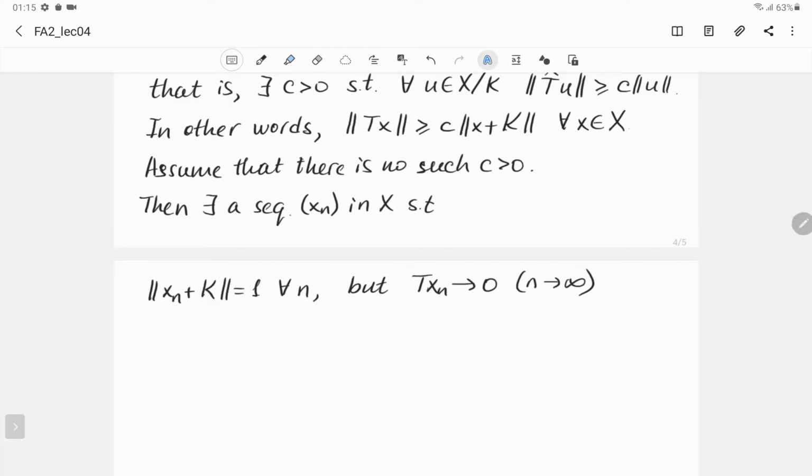Okay, let's now recall the geometric meaning of the quotient norm. So this norm is nothing but the distance between X and K. And this is 1 for all n.